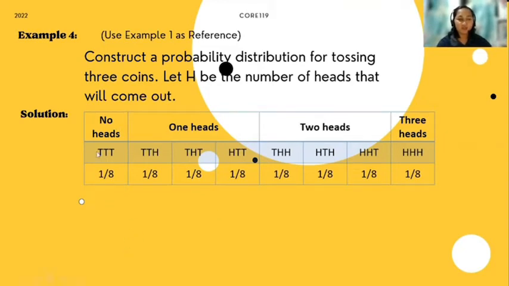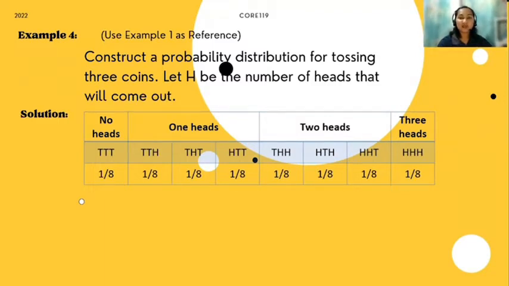So we have the probability for the number of heads, that is 1 out of 8, because there are a total of 8 sample points. So we have 1 out of 8, 1 out of 8, and so on. So each sample point has 1 out of 8 as the probability.